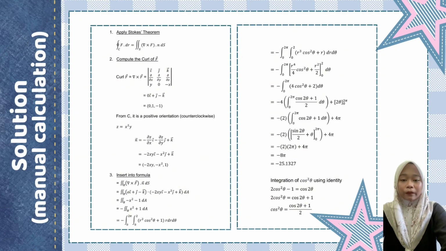plus 4 pi. After integration, I got 2 pi, so the total is 4 pi plus 4 pi, which is equal to 8 pi. With the minus sign, the final answer is negative 8 pi, or approximately negative 25.1327. Even though the curve is counterclockwise, the result is negative due to the direction of the dot product. That's all for the manual calculation of question 2.